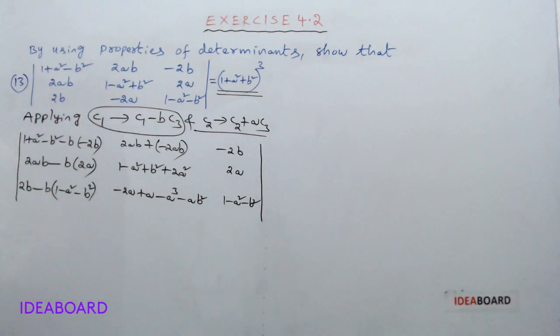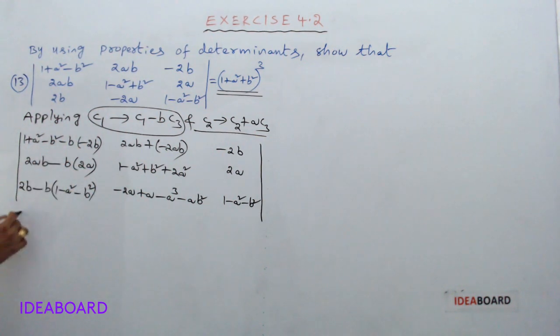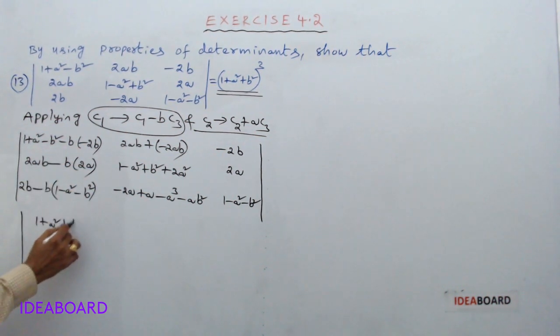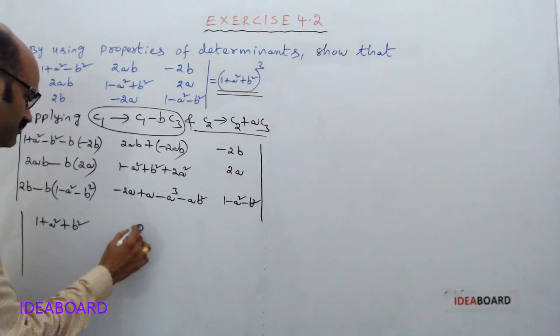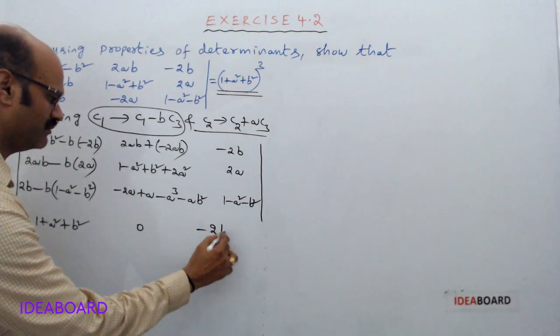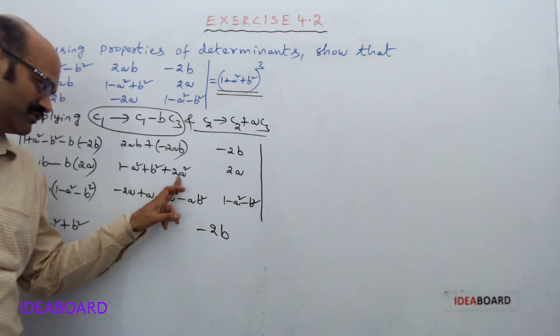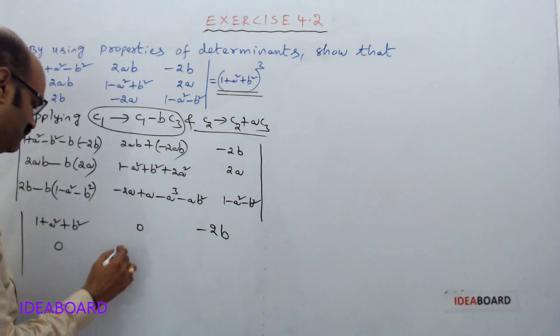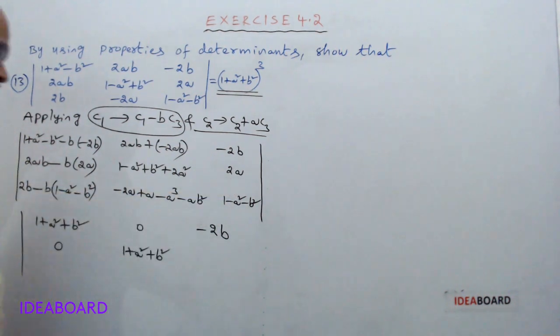Now what we have to do is simplify this. Minus B square plus 2B square equal to, we have 1 plus A square plus B square. 2AB minus 2AB becomes 0. Next minus 2b. Next we have 2ab minus 2ab becomes 0. Next minus a square plus 2a square becomes plus a square. So 1 plus a square plus b square. Next we are having 2a.